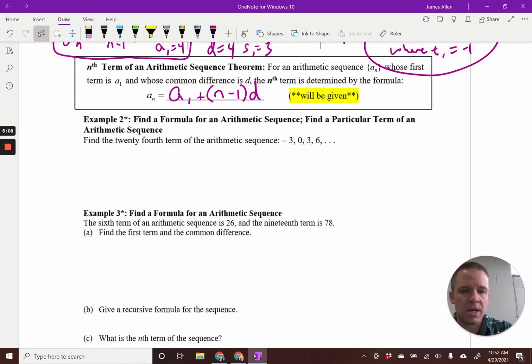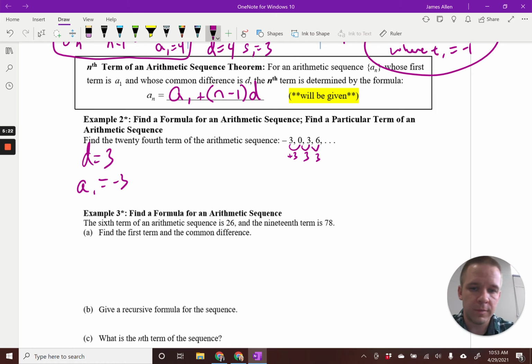Well, as we can see here, it's going up by 3, right? Each time it's going up by 3. So I already know my common difference is 3. And my first term is -3. Lovely. All right, so we could plug this all into our formula here. a sub n is equal to -3 plus n minus 1 times 3.